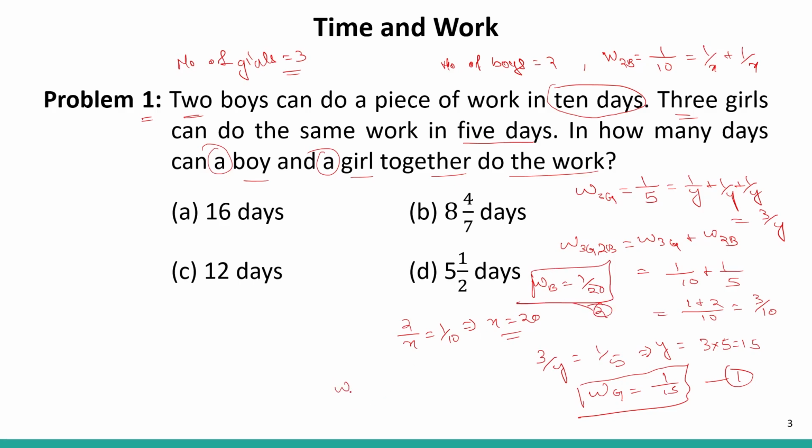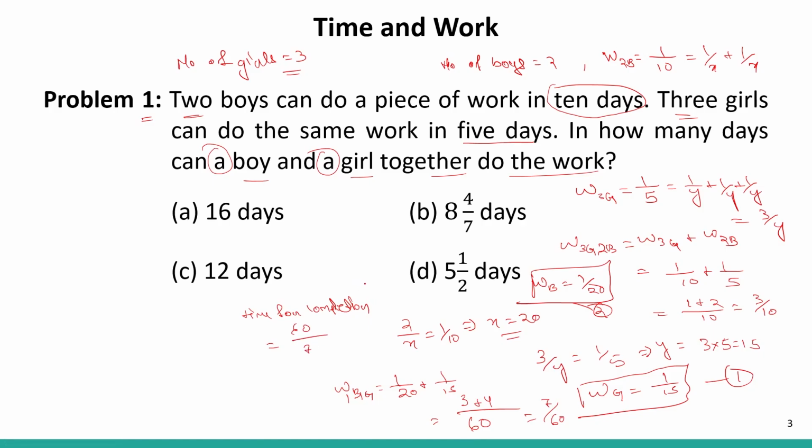So WBG, that is 1 boy and 1 girl, is equal to 1 by 20 plus 1 by 15. Combining these two, the denominator will be 60, because the LCM of 20 and 15 is 60. In the numerator we are left with 3 plus 4, so it will be equal to 7 by 60. So the time for completion will be the reciprocal of their work rate, that is equal to 60 by 7.